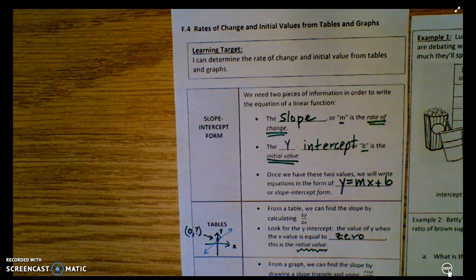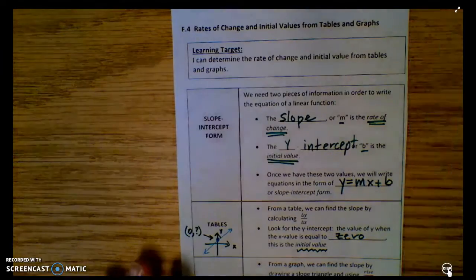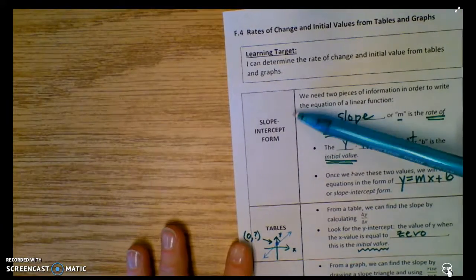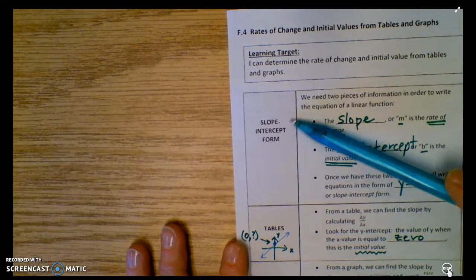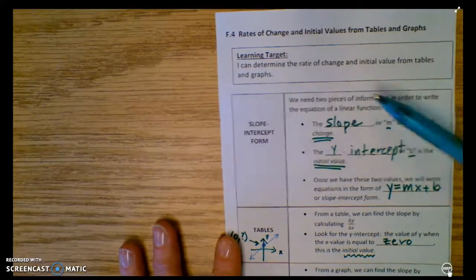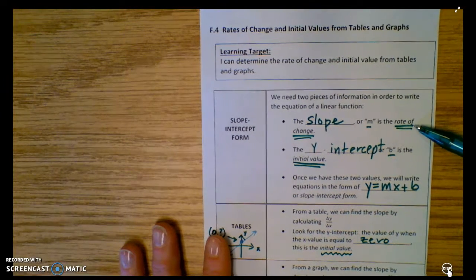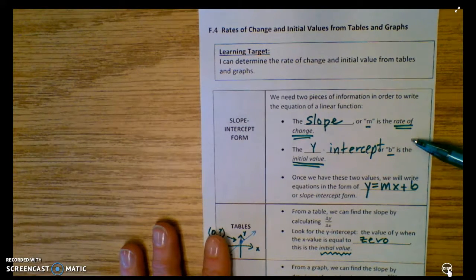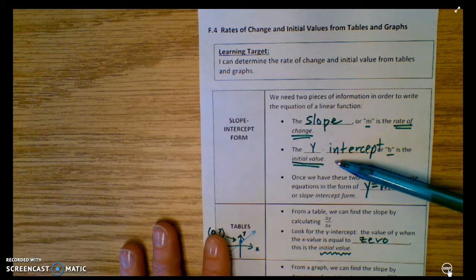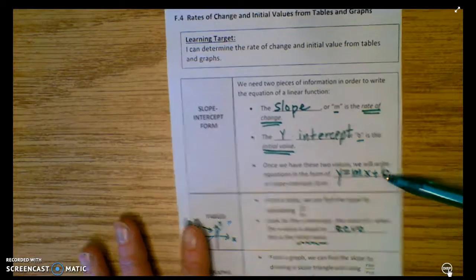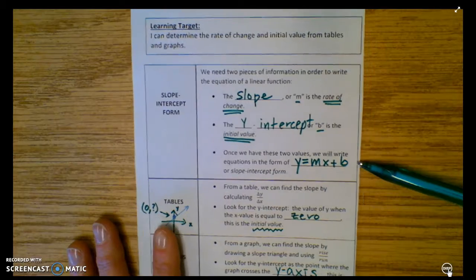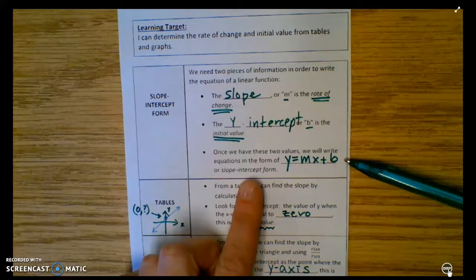Okay, for this lesson, we are working on rates of change and initial values from tables and graphs so that we can write an equation that represents the situation. So first we need to review what it means to have an equation that's in slope-intercept form. Well, slope, remember, is your m value, which we now call the rate of change. Y-intercept is your b value, which we now call initial value. And when you put those things together in the equation of a line, it's called slope-intercept form.